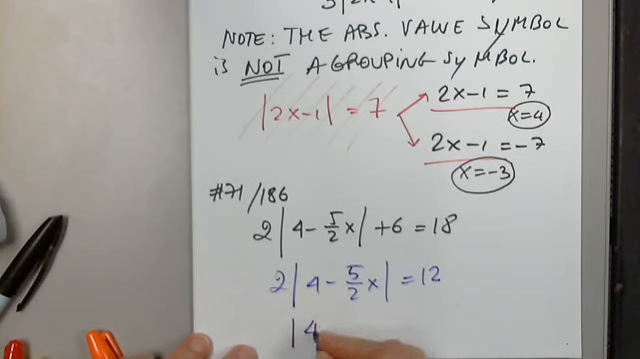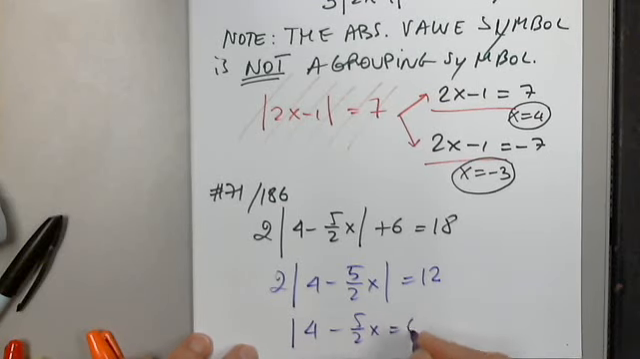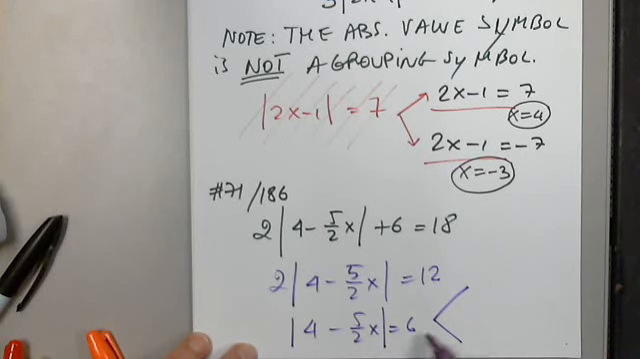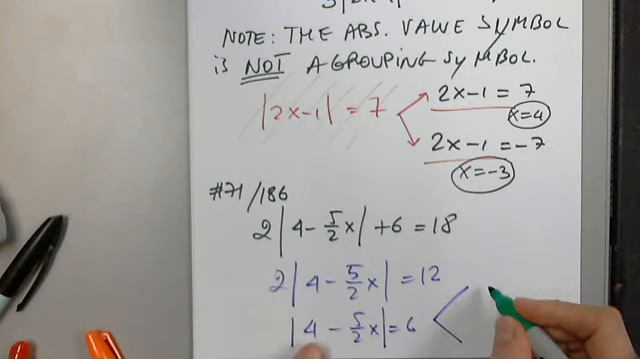Divide both sides by 2. 4 minus 5 halves x equals 6. I don't know how to continue. This means nothing if I don't know how to change it into 2 equivalent equations. 2 equations replace this one. So I'm ready to write the equations.